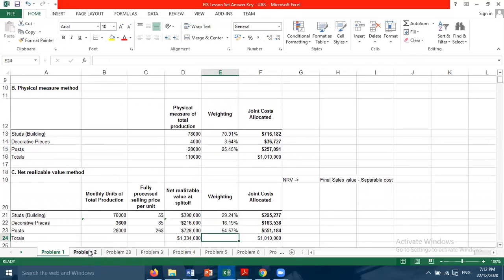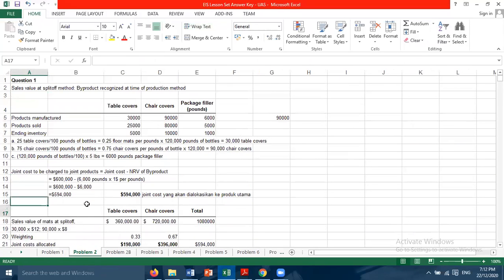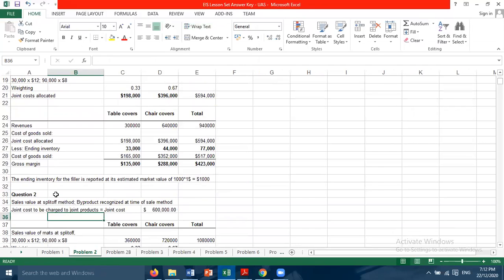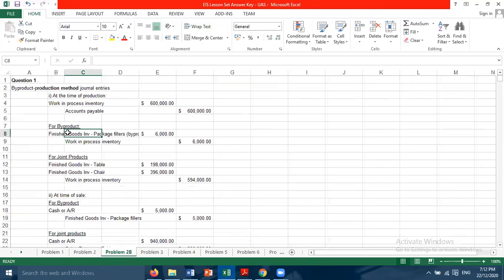And then for byproducts, remember, there are 2 methods, production method and sales method. The only difference is that in production method, we recognize byproducts during production. And we reduce the joint cost allocated, or work in process inventory, by the net realizable value of the byproduct. Here we can see it, it's reduced here.